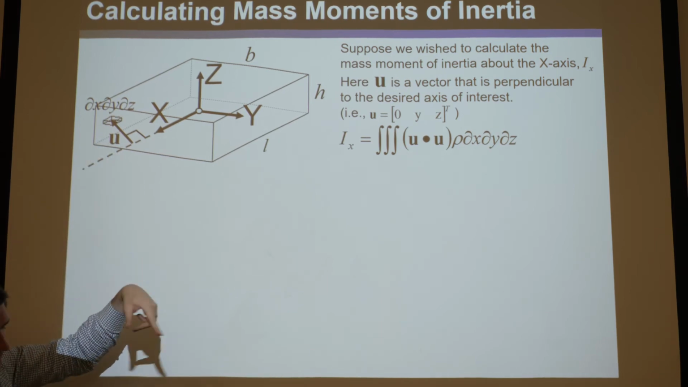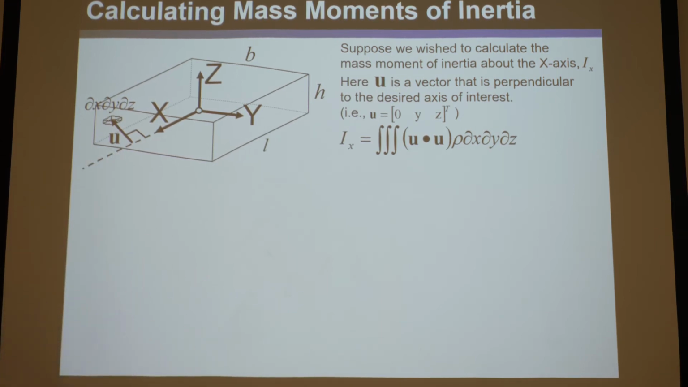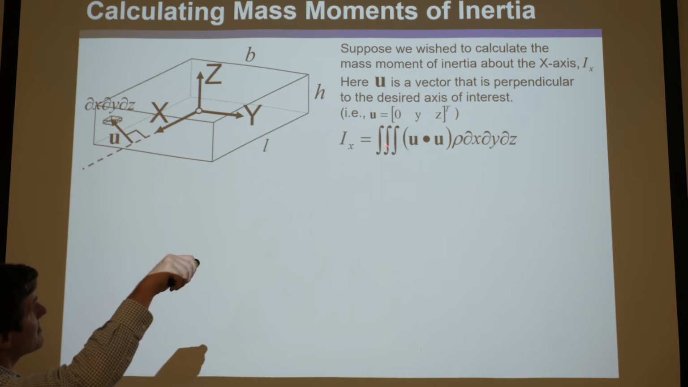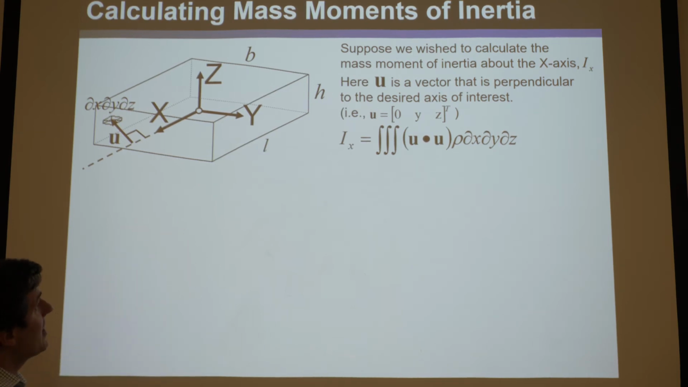Now you get basically what I told you, which is the integral of some distance. I said r squared times dm previously, right? But in this case, we're using u dot u, which is the magnitude of u squared times the little mass increment. We sum it up over this entire body about the x-axis, and we'll have Ix, the mass moment of inertia about x, which is an axis that passes through the center of mass and is collinear with the x-axis.